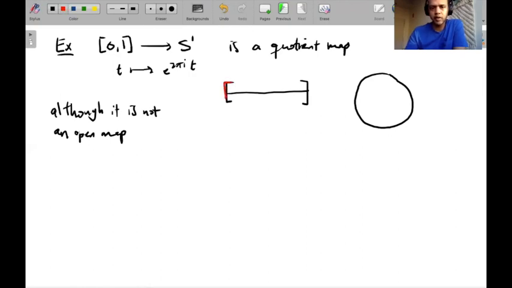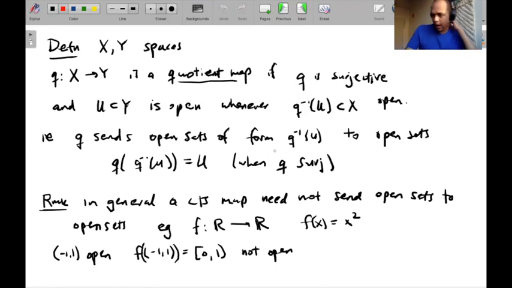This set is open in the subspace topology on the closed interval 0, 1. But the image of this subset is not open. But in the definition of a quotient map, we're not asking for the image of every open set to be open, only open sets that are of the form the pre-image of some set.